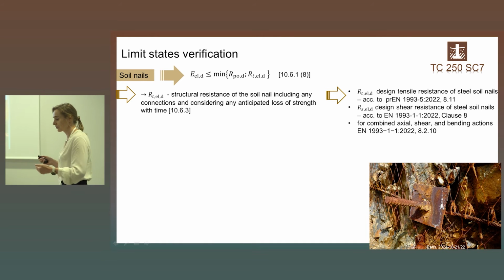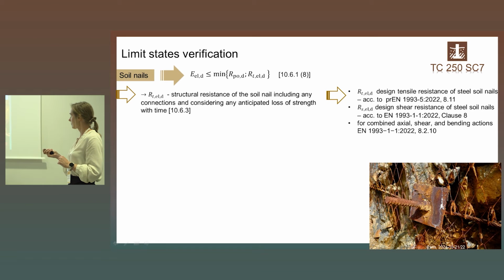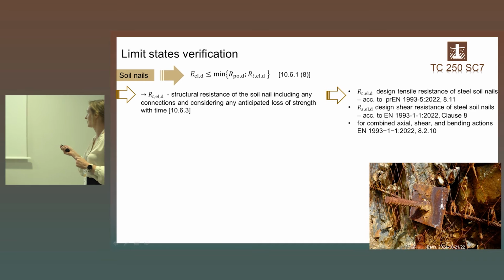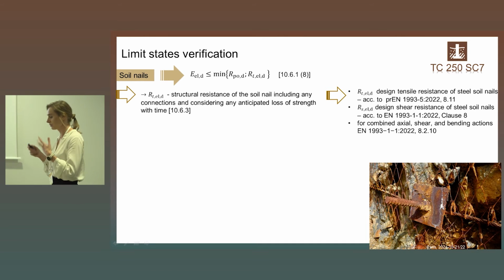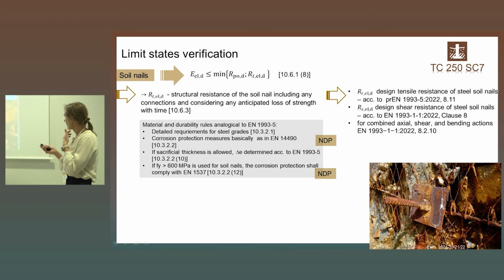Then, going to the structural resistance of the steel element in the soil nail, it should be verified using Eurocode 3 part 5, or part 1 if we talk about shear resistance as well, or combined shear bending stress. And in all cases, the anticipated loss of strength with time has to be considered. And here we can notice that the issue of durability is highlighted in the text.